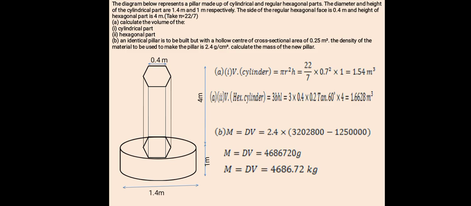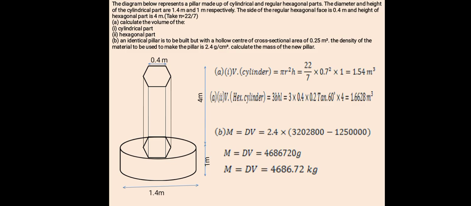The volume, we shall have the previous volume of the cylinder and the hexagon. That is, if you go to part A1 and 2, we had 1.54 and we had 1.66 as the volume. So we add the two to get the volume of the original pillar to be 3,202,800. I've converted it from meters to centimeters.